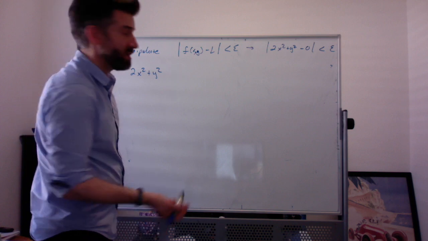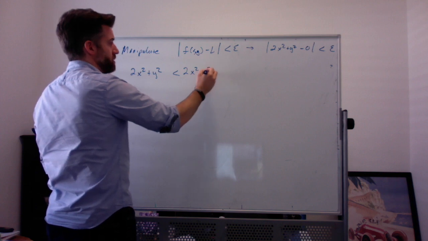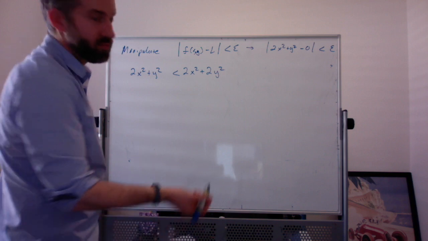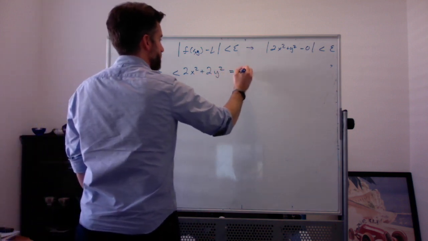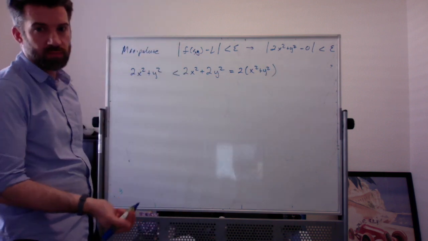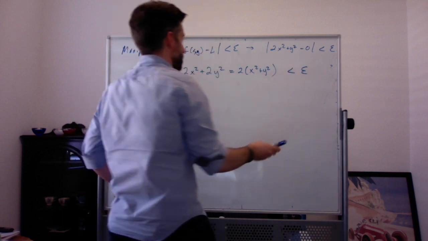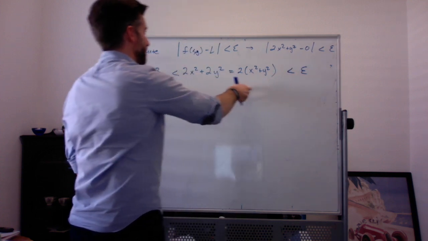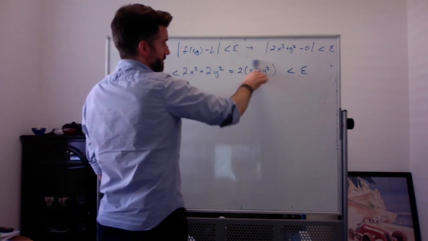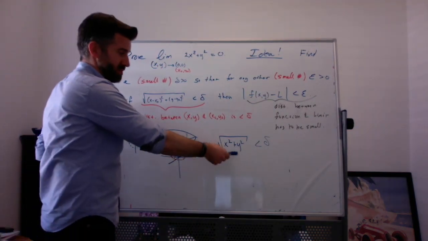So here's what I'm going to do. I'm going to say that 2x squared plus y squared is less than 2x squared plus 2y squared. That seems legit. And then I can factor out the 2. This is 2 times x squared plus y squared. And I'm going to make that less than epsilon. So if this is less than epsilon, then certainly the thing I need to be less than epsilon is less than epsilon. Right, but now that I've got x squared plus y squared, I can use the fact that I need the square root of x squared plus y squared to be less than delta.